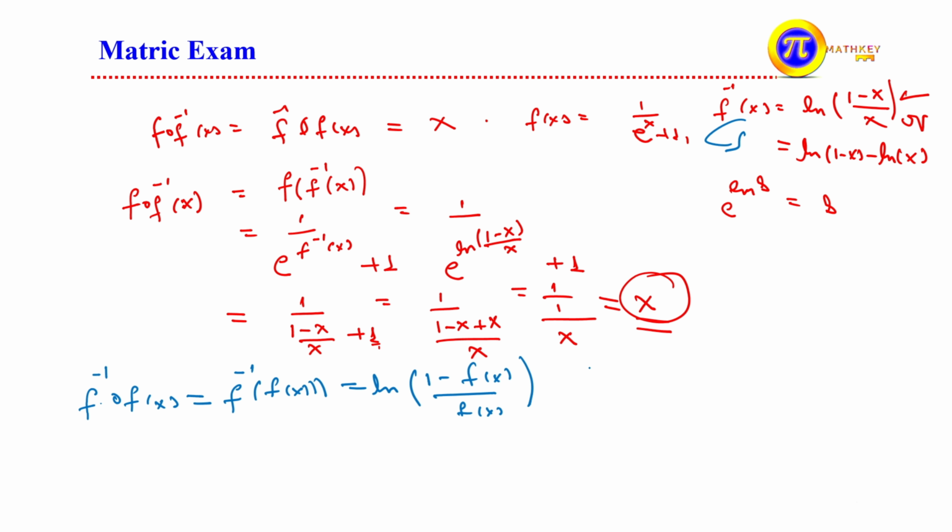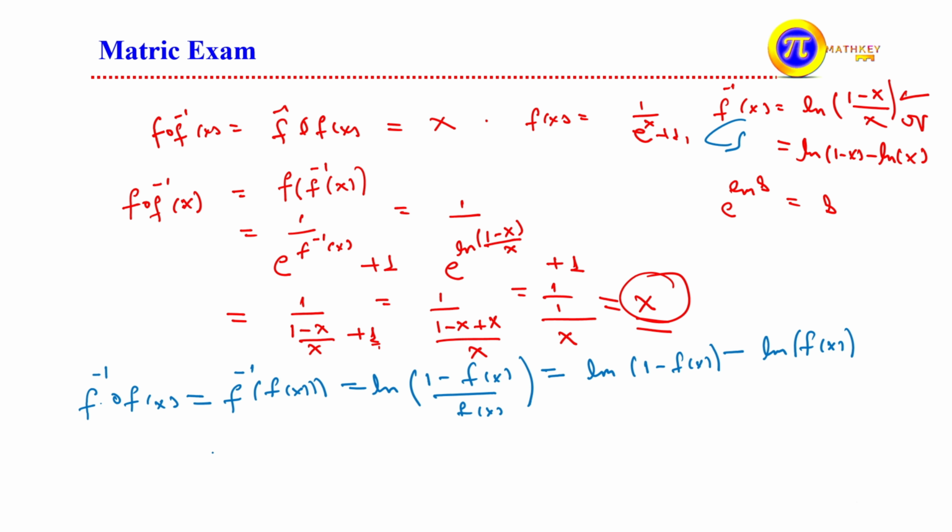Which is equal to what? We said that 1 minus f of x over f of x, if you want to express it as a difference, is ln of 1 minus f of x, minus ln of f of x. You can put it like this also. Well, those are the possibilities.